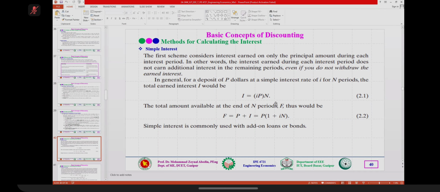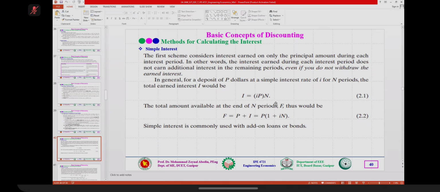First of all, the simple interest. The first scheme considers interest earned on only the principal amount during each interest period. In other words, the interest earned during each interest period does not earn additional interest in the remaining periods, even if you do not withdraw the earned interest. In general, for a deposit of P dollars, the principal, at a simple interest rate small i for a total number of N periods, the total earned interest, capital I, would be i P N.